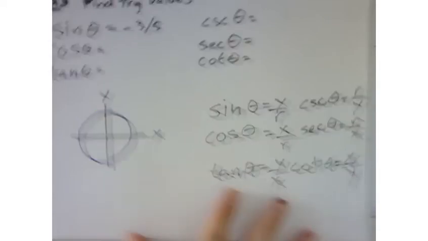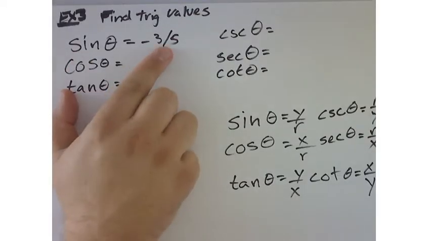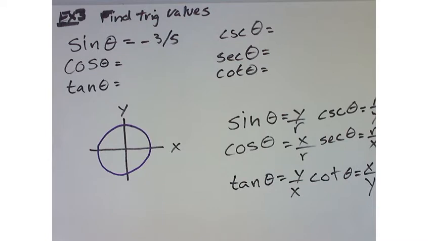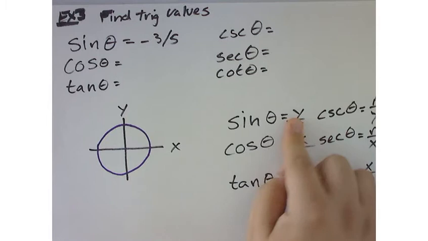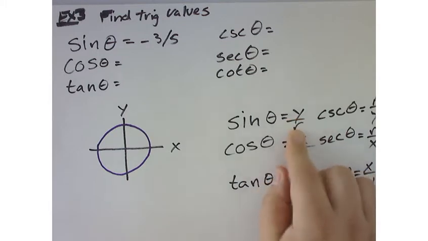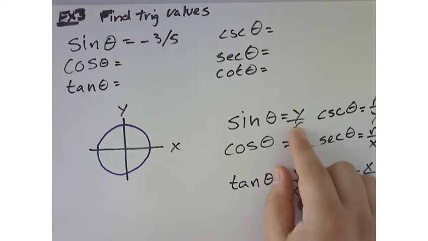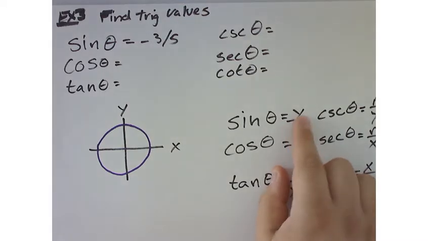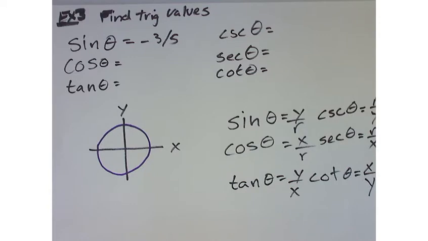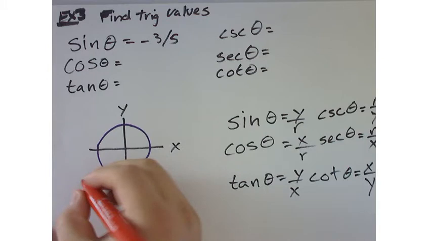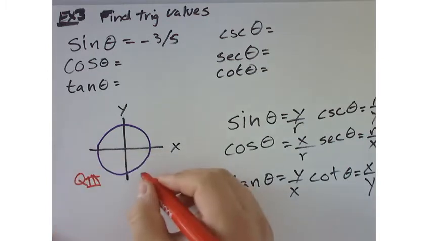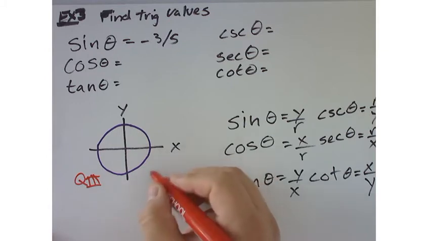So what this means when we say sine of theta is equal to negative 3 over 5 is that we're talking about the y value being negative 3 and the radius being 5, right? So negative 3 over 5 means I have a negative y value. Now that can occur in two places. It can occur in quadrant 3, or it can occur in quadrant 4.